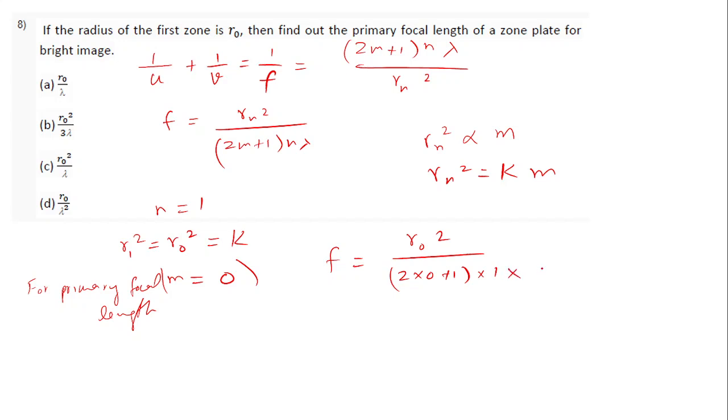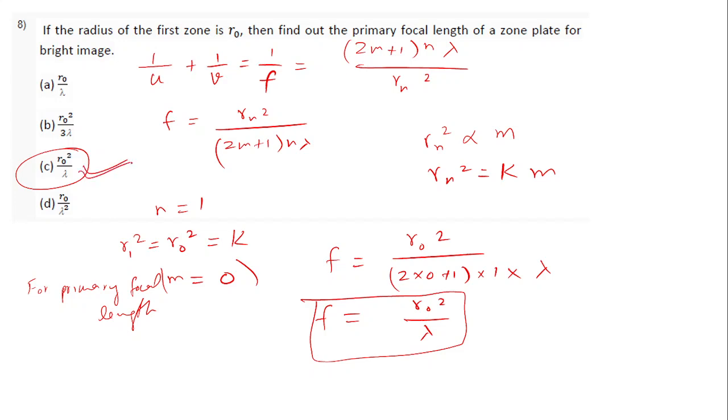lambda. So the formula will be R naught square divided by 1 times lambda. So the focal length will become R naught square by lambda. C is the correct option.